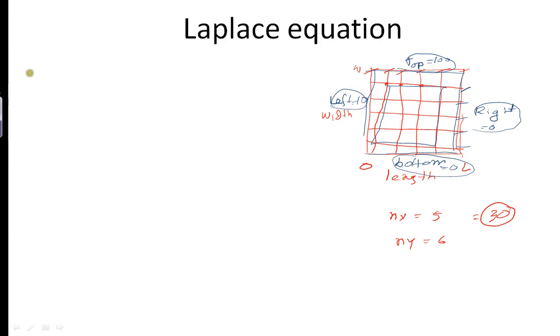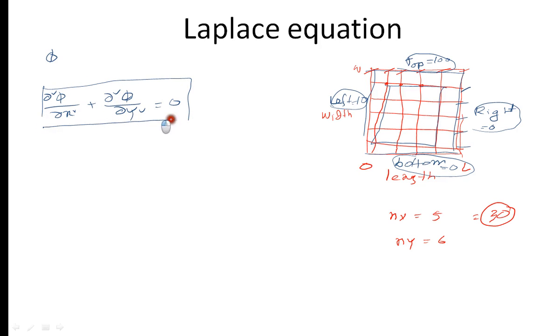Let's go to the equation. So we know the Laplace equation. Say for example, our temperature is phi. According to this, d square phi dx square plus d square phi dy square is equal to 0, right? So this is a Laplace equation for the case we are considering in this lecture right now.